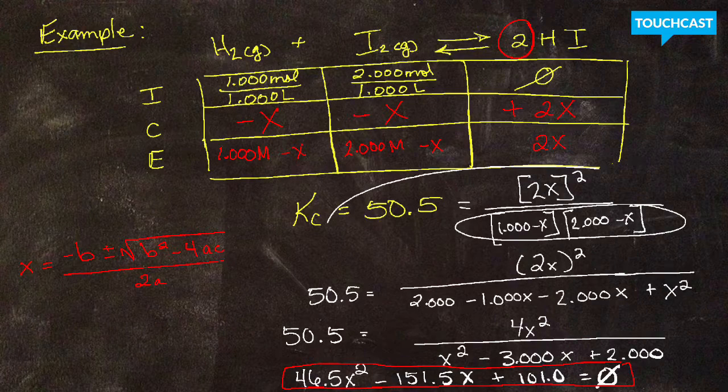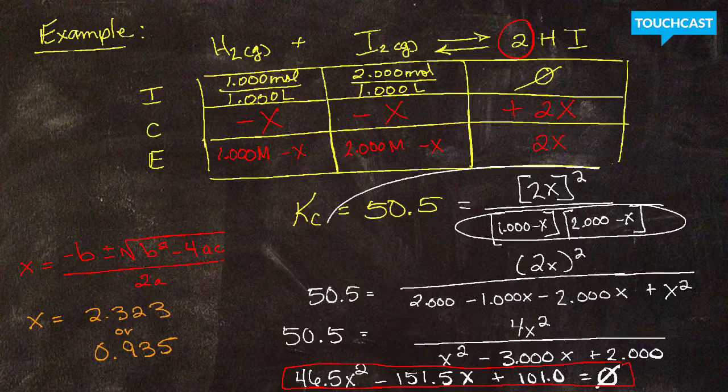This time when you solve for X, you're going to get 2 possible answers. X can either be 2.323 or it could be 0.935.